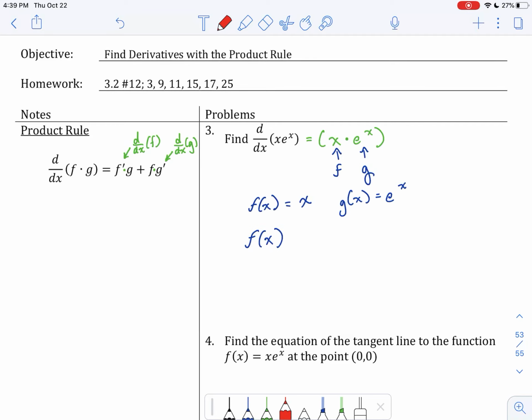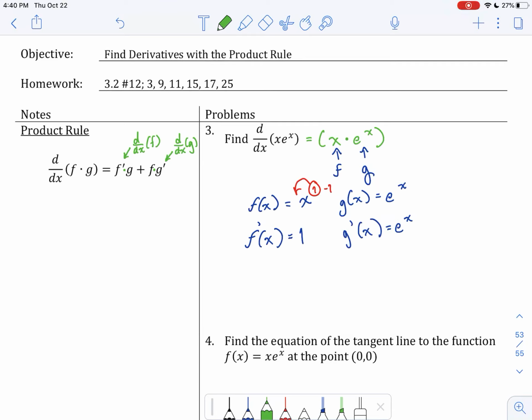x is an example of the power rule that we've seen several times before. The 1 comes down and subtracts. And so we end up with 1x to the 0, which is just 1. And as we've covered before, g prime, any derivative of e to the x is just itself. So now we have all 4 components, and I like to have them nicely organized like this. And then we just need to plug them in.